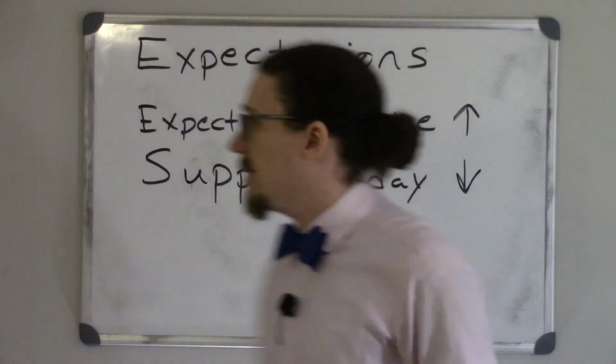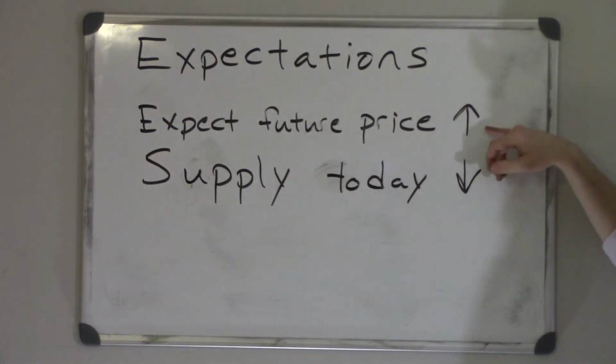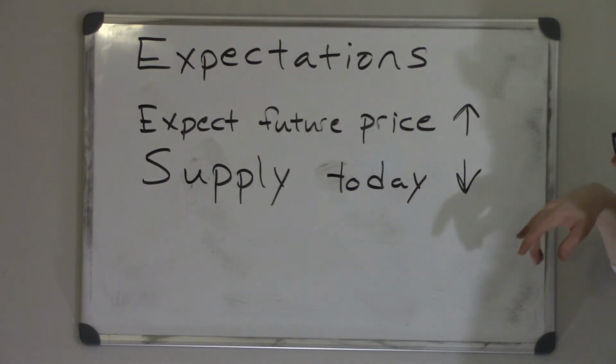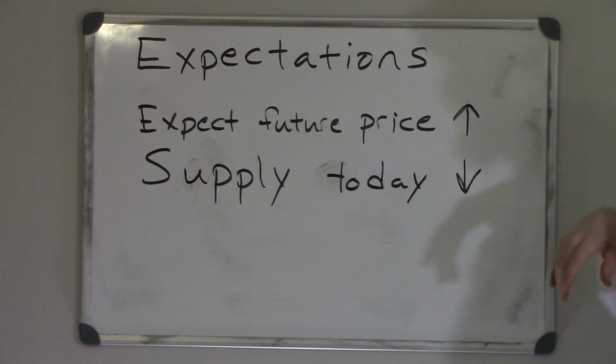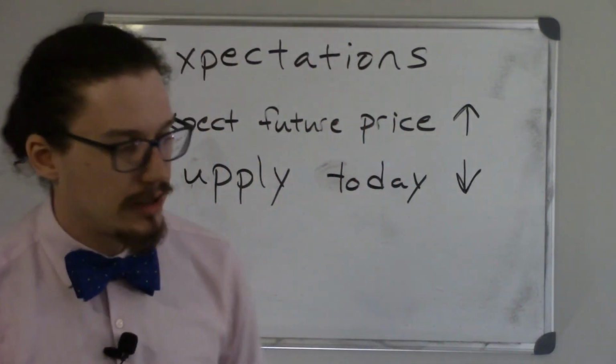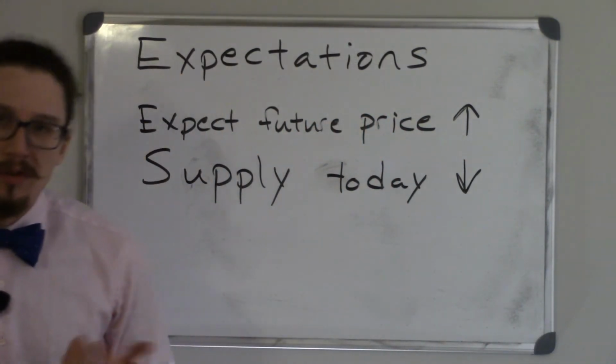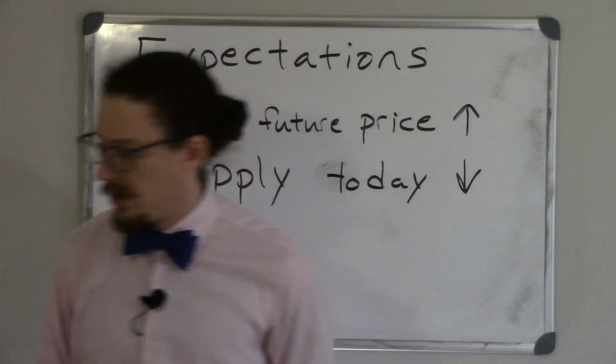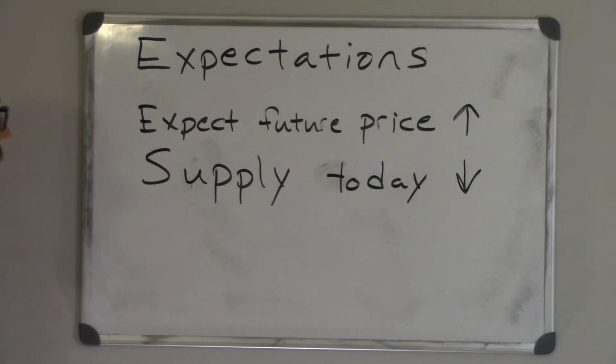All right, and of course the opposite is true as well. If you expect future prices to decrease, then supply today will increase, where you're trying to essentially dump your goods and get that higher price before the price goes down. That's a kind of a simplification of it, but that is in essence what is happening.